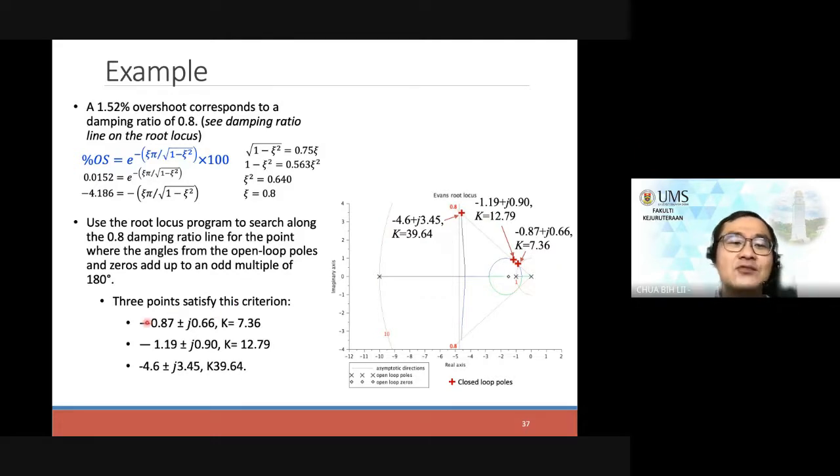So from there, we may get 3 points that satisfy this condition, that cross this damping ratio line. Two are at this circle, and the other one would be at this splitting. If you zoom in later, you will see it clearer. So these 3 points, this point and this point, have different K values: 7.38, 12.79, and 39.62.